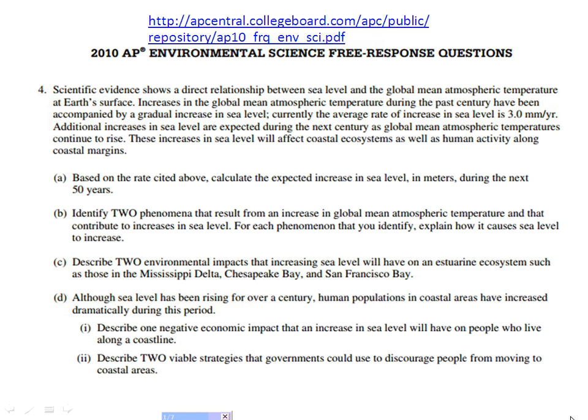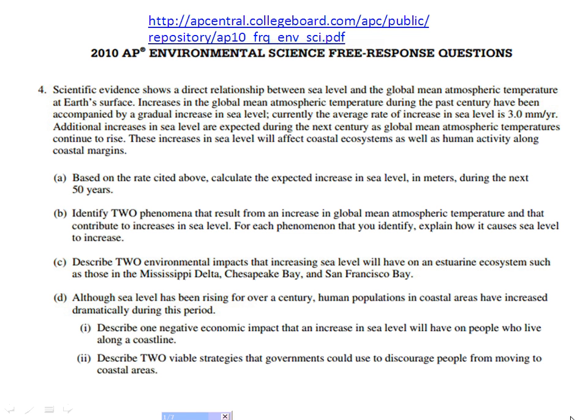So this was on climate change and the rise in sea level, and there's only letters A through D. You can see that there's very minimal math here. So if you read it, it says scientific evidence shows a direct relationship between sea level and the global mean atmospheric temperature at Earth's surface. Increases in the global mean atmospheric temperature during the past century have been accompanied by a gradual increase in sea level. Currently, the average rate of increase in the sea level is 3.0 millimeters per year.